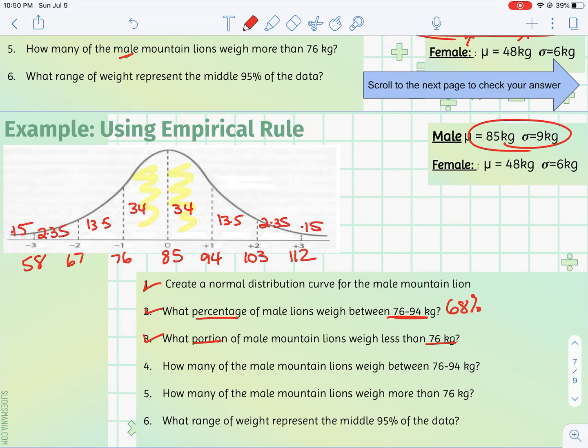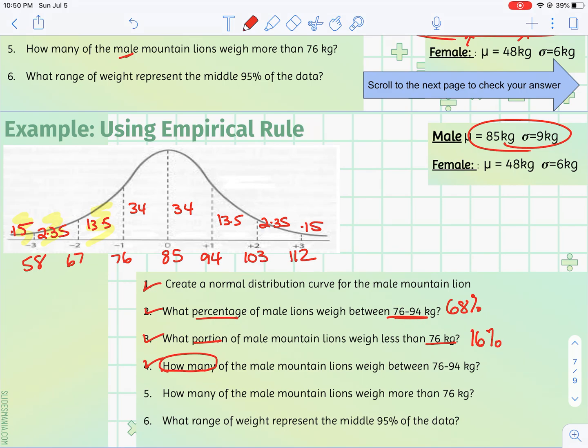Number 3, what portion weighed less than 76? Well, the word portion is kind of a synonym for percentage. They're asking the same question, they're just using some different words. Okay, so we want to go less than 76. So I want this region, and this region. So if I add all 3 of those percentages together, I'm going to get about 16%.